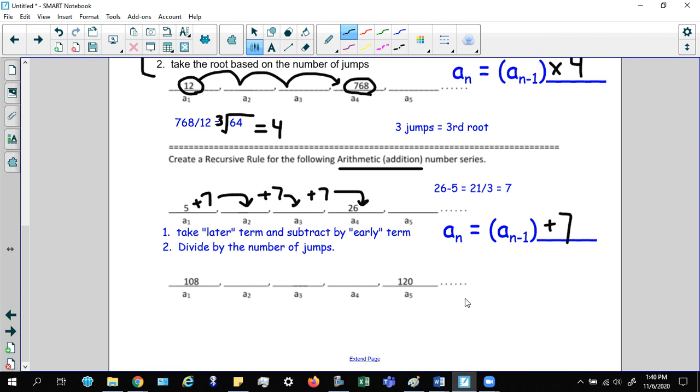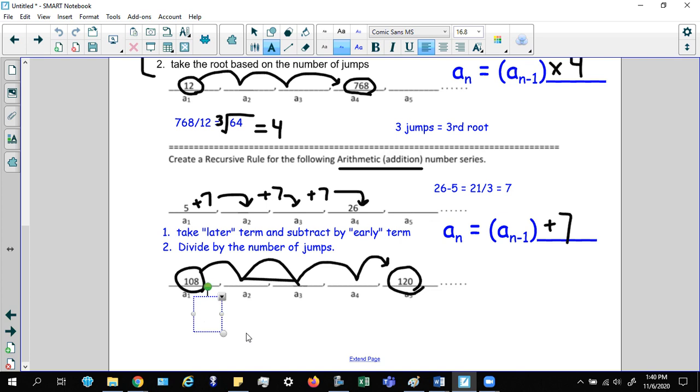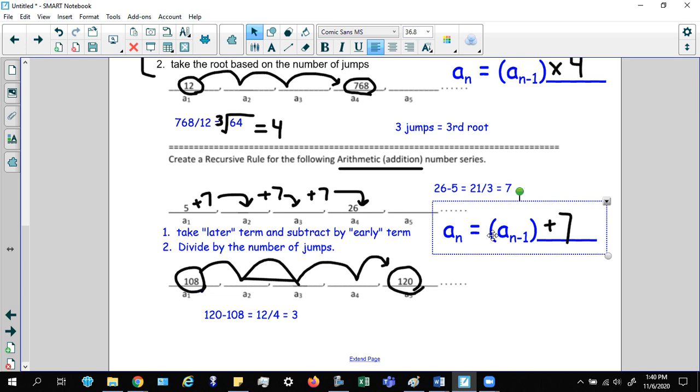Now, this is pretty simple because all you're doing is just subtracting and then dividing. So taking the later term minus the early term, and let's see how many jumps there are. 1, 2, 3, 4. There's 4 jumps. All right, so the later term is 120 minus the early term, which is 108. That gives me 12. I had 4 jumps, so I'm going to divide by 4, which means I'm adding 3. So I'm adding 3 every single time.